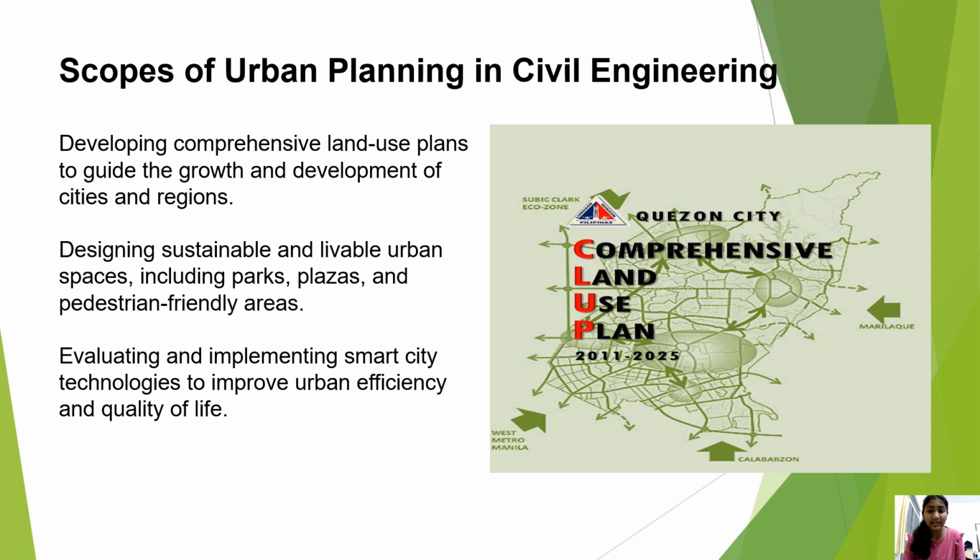Scopes of urban planning and civil engineering: developing comprehensive land use plans to guide the growth and development of cities and regions. Designing sustainable, livable urban spaces, including parks, plazas, and pedestrian friendly areas. Evaluating and implementing smart city technologies to improve urban quality of life. Here you can see CLUP, that is Comprehensive Land Use Plan, which was implemented very fast.